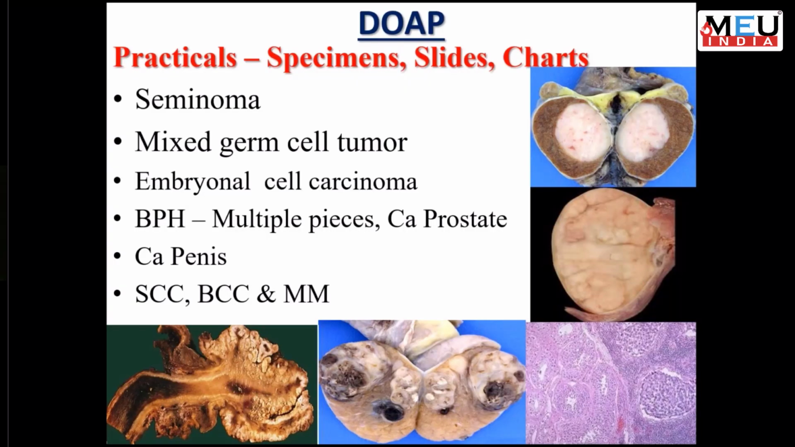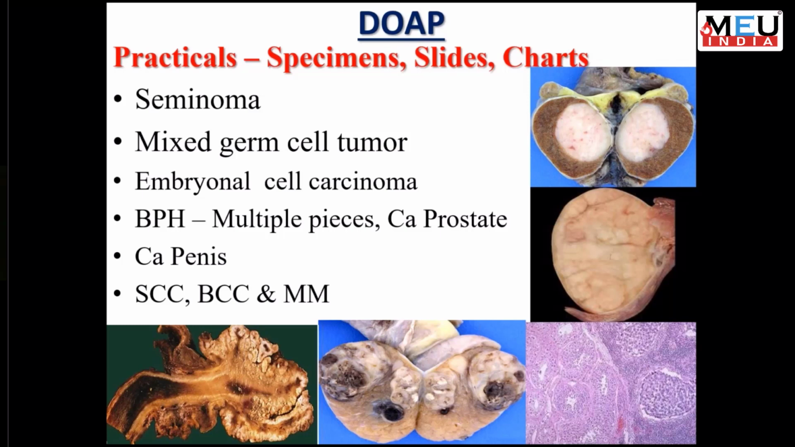Okay. The practical section, usually we'll have at undergraduate level. During practicals, we'll have gross specimens, slides will be there, and charts also we can make regarding the testicular specimens, seminoma, mixed germ cell tumors, embryonal carcinoma, because they should know the variegated appearance. In seminoma, the uniform homogeneous appearance they must know. Because of that, we can put it as various specimens.